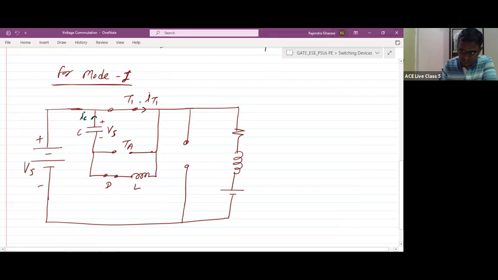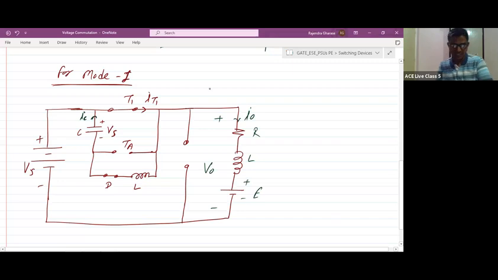What is happening? The capacitor is discharging through the main thyristor T1, inductor, and the diode D. At the same time, current is flowing from the source towards the load through the main thyristor T1. So this is R, L, and E. This voltage is V0, and this current is I0.